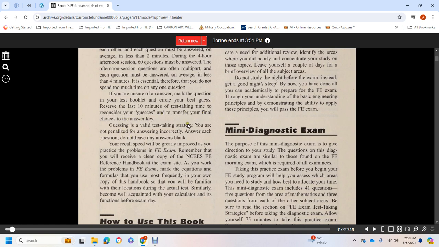Use a guessing and valid test-taking strategy. You are not penalized for answering incorrectly, so answer each question and do not leave any answer blank. You will recall that speed will greatly improve as you practice the problems for the Fundamental Engineering exam.